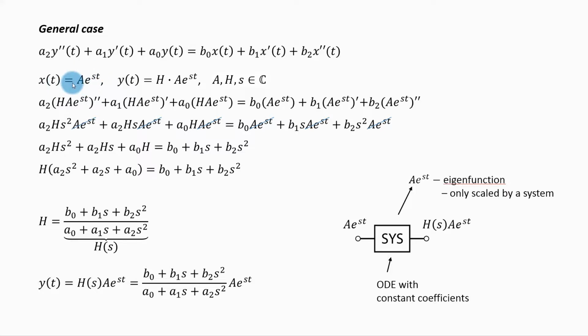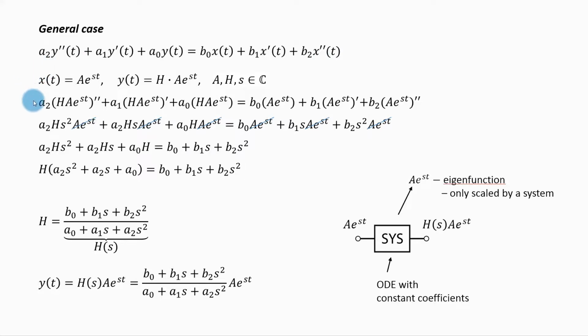That is an exponential with some complex amplitude and some complex frequency. Now, in this case, it turns out that my output will be the same complex exponential multiplied by some complex number h. In these following lines, I'm showing why this is true. To prove that this input really creates this output, I need to put these complex exponentials into my differential equation and see if it holds.